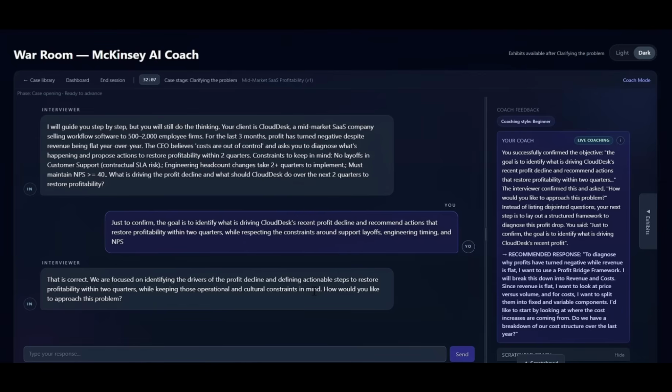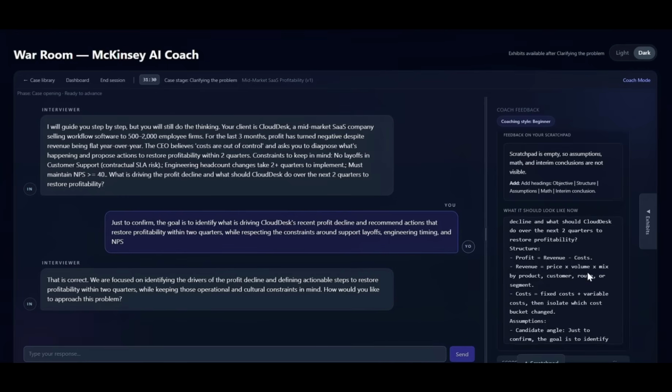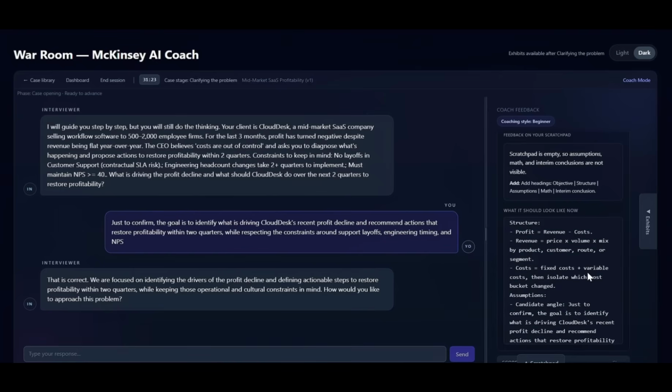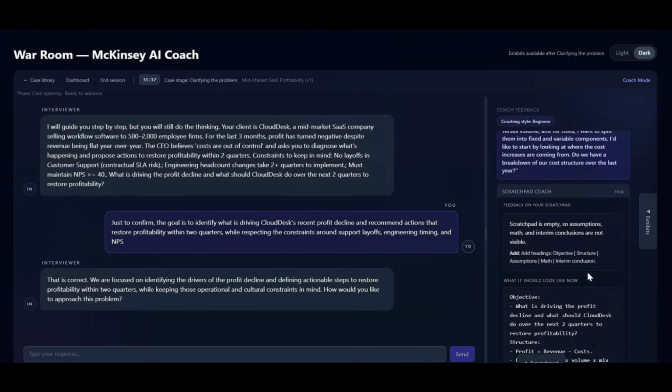And you'll notice that our coach on the right-hand side has taken us through our answer and told us what we did right. It's also given us a recommended response that to diagnose why profits have turned negative, we're going to use a profit bridge framework where we break it down into revenue and costs, which is exactly the kind of framework we want to use for a profitability case. When we scroll down here, we can see that it tells us our scratch pad is empty because we didn't fill anything out there, but it also reminds us what the objective is. It gives us a formula for profit, for revenue, for costs, and it tells us the kind of angle that we should take as a map to guide our thinking as we go through the case. But back to our coach.